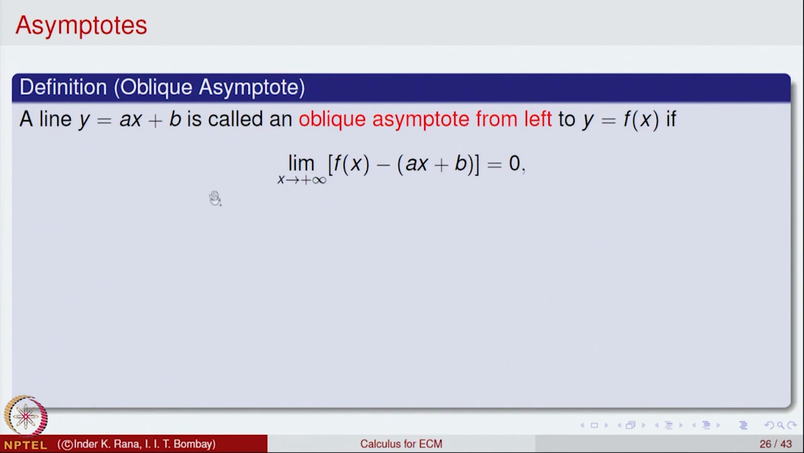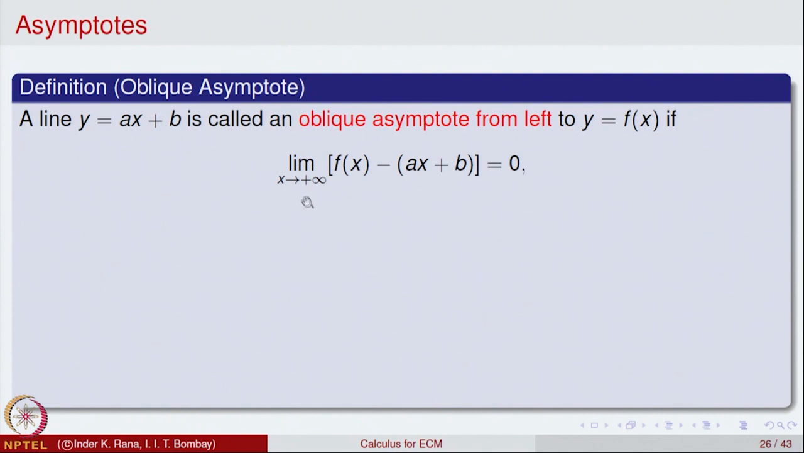A line y equal to ax plus b is called an oblique asymptote to the graph of the function y equal to f of x, if f x minus (ax plus b) goes to 0 as x goes to infinity. This is what we actually did in the previous example also. Instead of this, we had the vertical line where x was equal to 1.